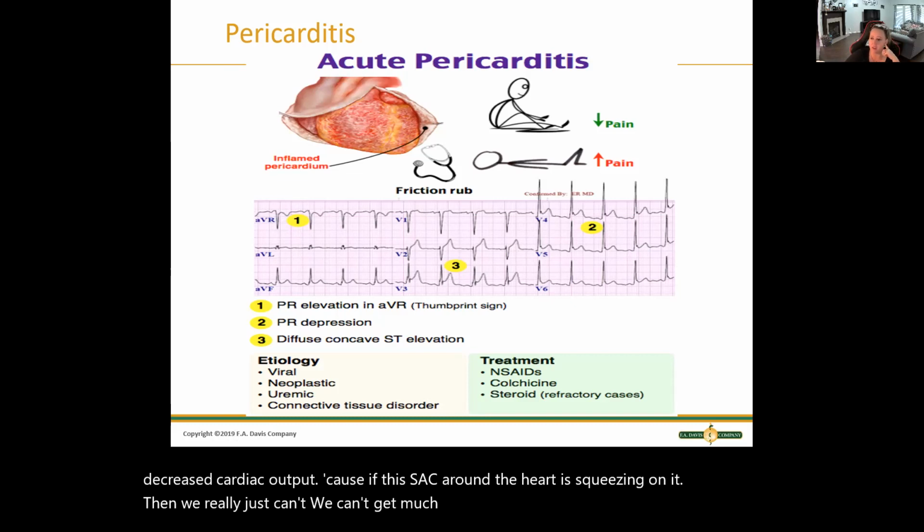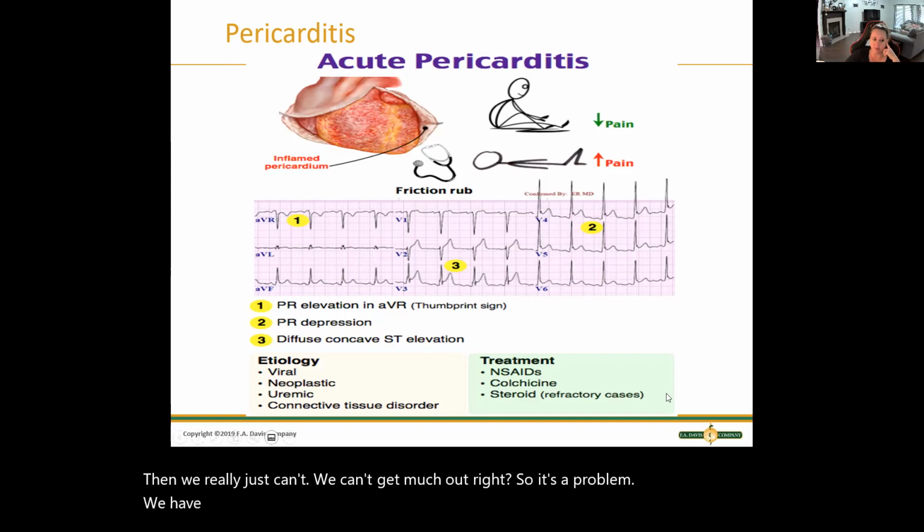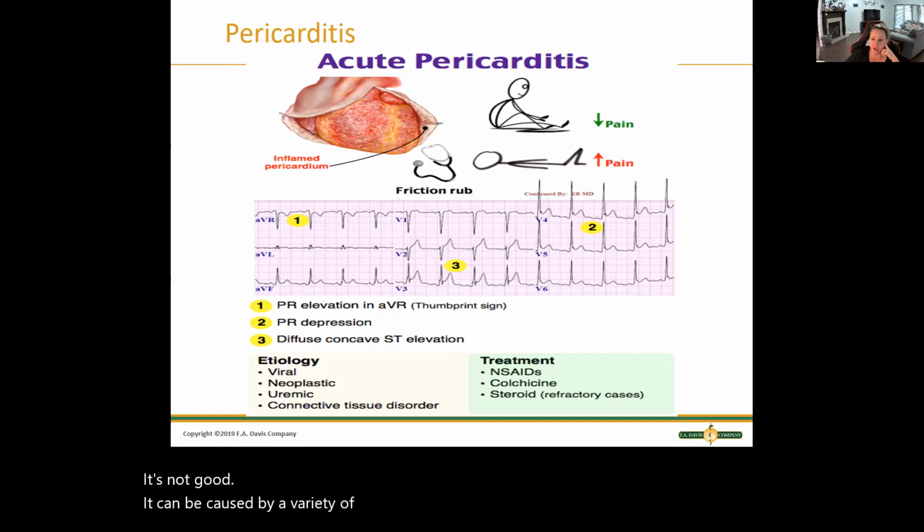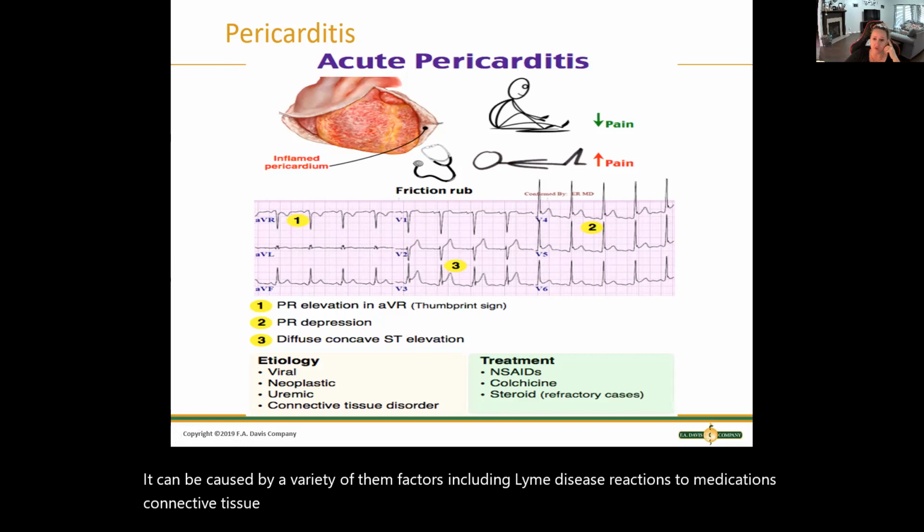So it's a problem. We have decreased cardiac output. So we're going to have EKG rhythm changes. It's not good. It can be caused by a variety of factors, including Lyme disease, reactions to medications, connective tissue disorders, Dressler syndrome. I don't expect you guys to know all those etiologies, but those are just some of them.